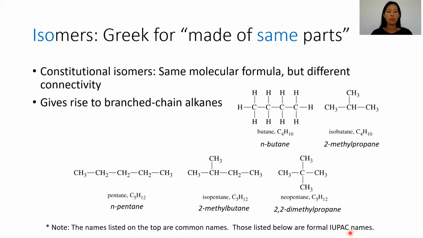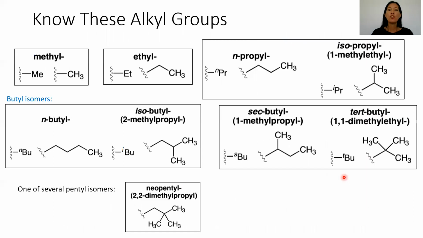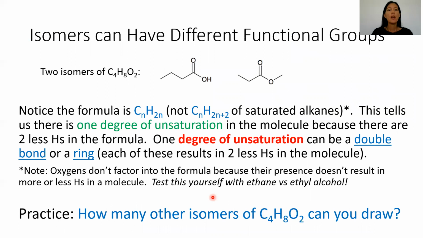The naming will go through very soon. 5 in a row is n-pentane. With branching, you get 2-methylbutane and then 2,2-dimethylpropane. Know all of these alkyl groups. Pause this and take a look and study these. The last one you don't need to know, but I just wanted to show you. This is for you to practice.